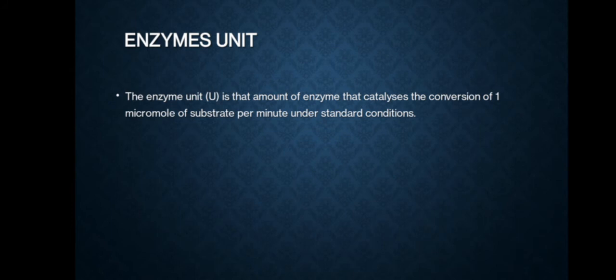Next topic is enzyme unit. The enzyme unit is the amount of enzyme that catalyzes the conversion of 1 micromole of substrate per minute under standard conditions. The International Union of Biochemistry adopted the enzyme unit as a unit of enzyme activity in 1964.